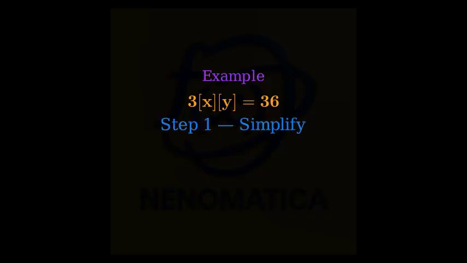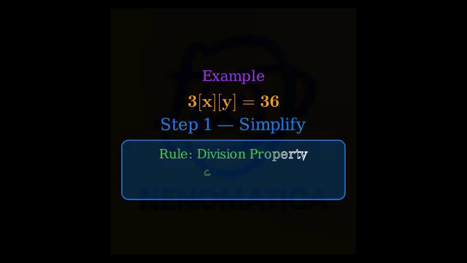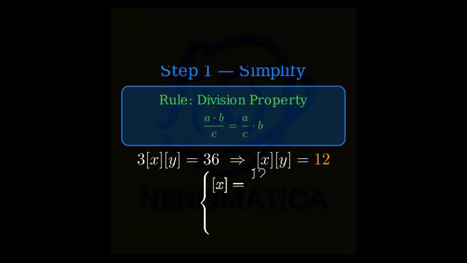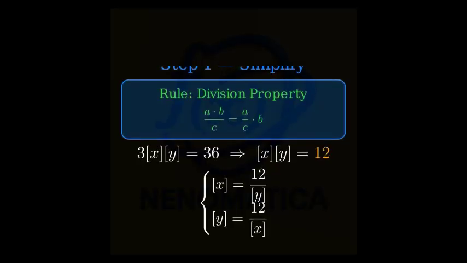In this lesson, we will solve the equation 3 times the floor of x times the floor of y equals 36. We will go step by step and visualize the factor pairs and the corresponding intervals from the floor definition. First, here is our example and the problem statement on screen. Step 1. Simplify the equation. We use the division property to divide both sides by 3. That gives us the product of the floors equals 12. We can equivalently express one floor in terms of the other as 12 divided by the opposite floor.